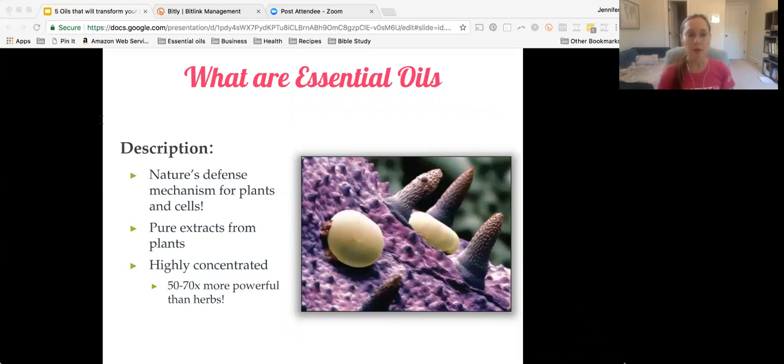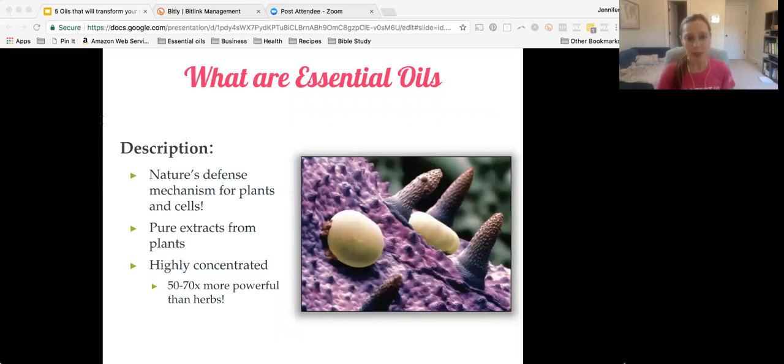And so you may be wondering, what are essential oils? You've heard about them. You've probably seen them in the store. They're popping up everywhere these days, which we're going to talk about as well. But you're probably curious, what are they and how do I use them?